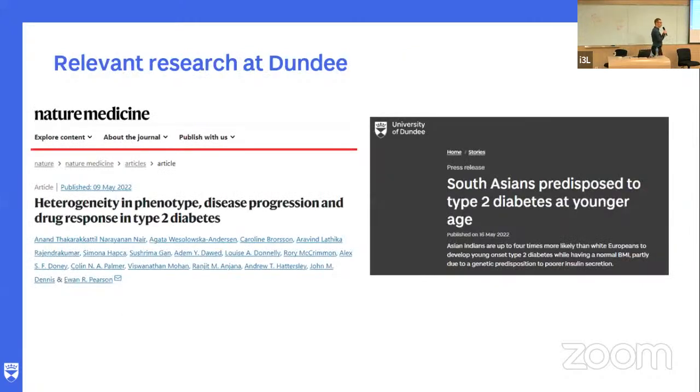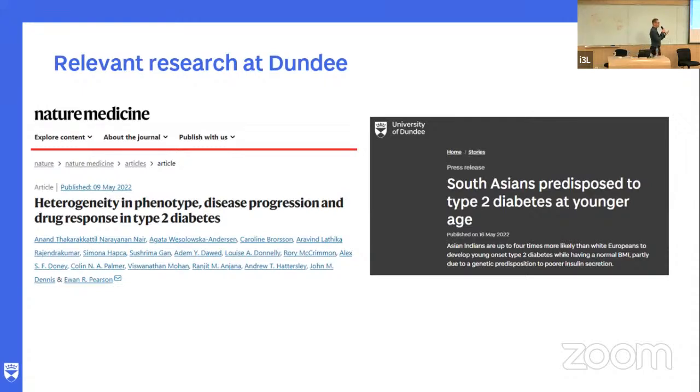Clearly, there's lots of research going on looking at diabetes, its causes. It is no exception. Here we have just a couple of studies published in the last year or two looking at aspects of diabetes. So this one here on the right-hand side, it's been shown that South Asians are up to 3 times more likely than Europeans to develop young onset type 2 diabetes. So lots of work going on in my institution looking at the links between genetics and diabetes.